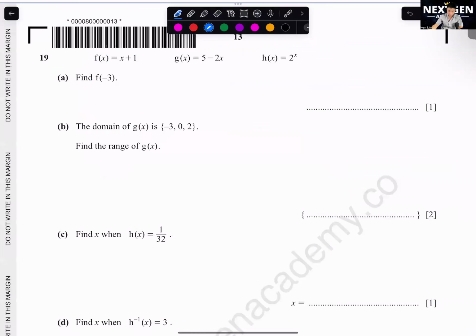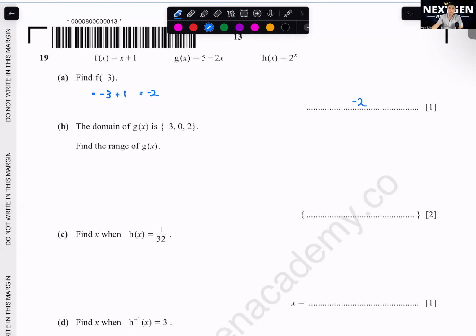f(x) equals x plus 1, g(x) equals 5 minus 2x, h(x) equals 2 to the power x. Find f(negative 3). This is on functions. f(negative 3) means you substitute x to become negative 3. So negative 3 plus 1, negative 2. Domain of g(x) is negative 3 to 2. Okay, so this is a new question that is within your syllabus.